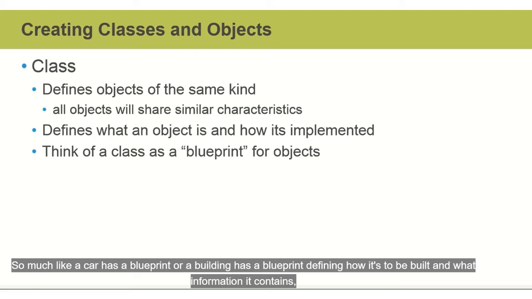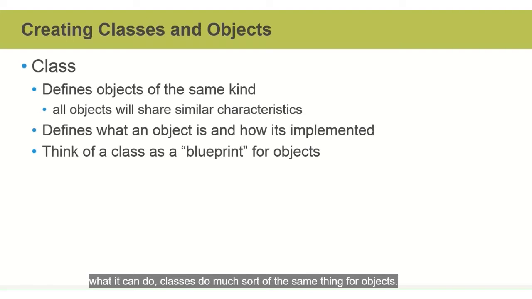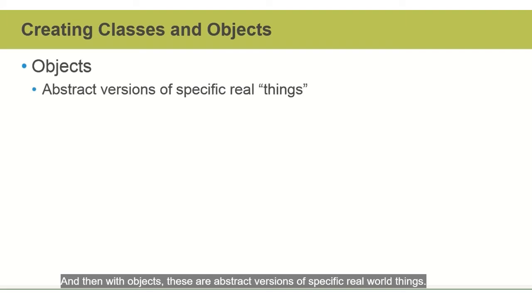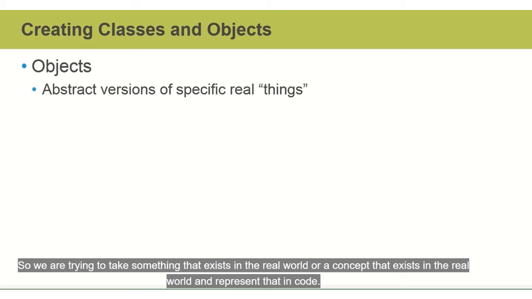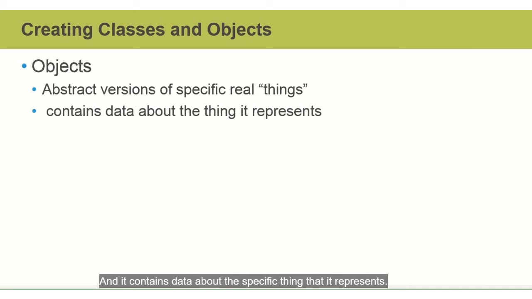So much like a car has a blueprint or a building has a blueprint defining how it's to be built and what information it contains, what it can do, classes do much the same thing for objects. And objects are abstract versions of specific real-world things. So we're trying to take something that exists in the real world, or a concept that exists in the real world, and represent that in code. And it contains data about the specific thing that it represents.